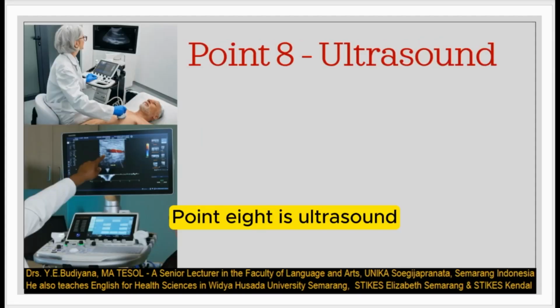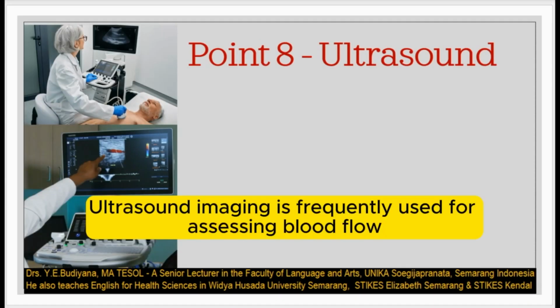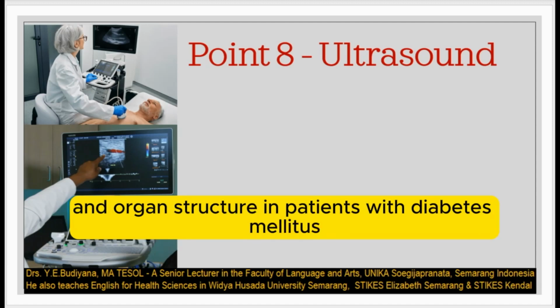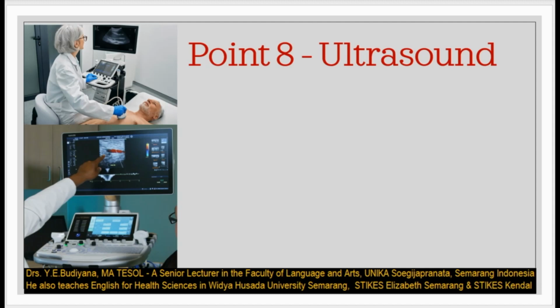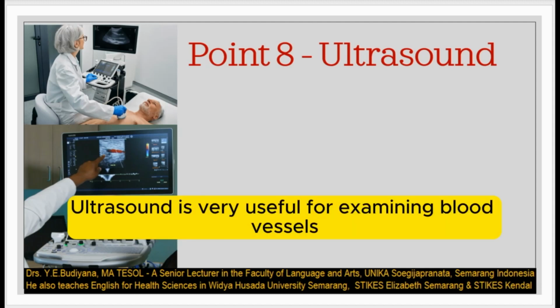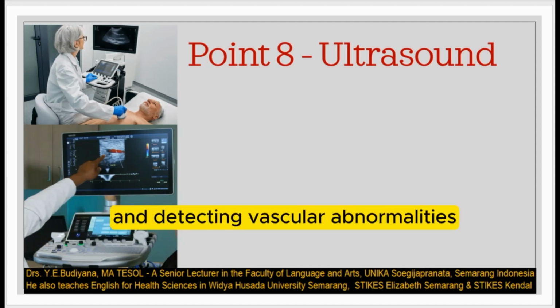Point 8 is ultrasound. Ultrasound imaging is frequently used for assessing blood flow and organ structure in patients with diabetes mellitus. Ultrasound is very useful for examining blood vessels and detecting vascular abnormalities.